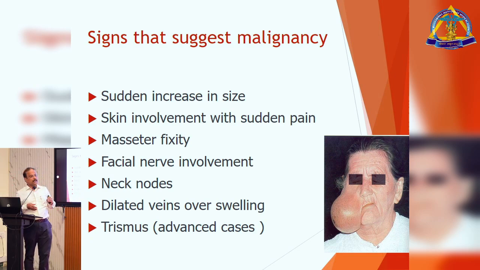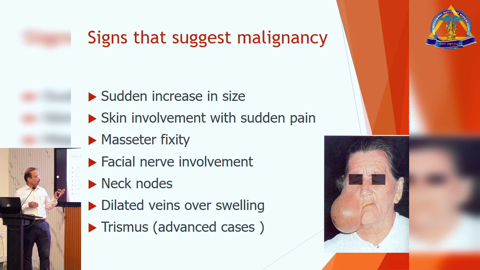Yes, a sudden increase in size: you should not call it a sudden increase in size, you should say rapid increase in size. A sudden increase in size can be caused by rapid accumulation of fluid or air, so you should not say that. The ideal terminology is rapid increase in size. Whenever there is appearance of pain or paralysis, because there are a lot of nerves, or skin fixity, muscle fixity, bone fixity, trismus, difficulty in swallowing, deep lobe enlargement, or facial nerve involvement, all these are signs of malignancy.